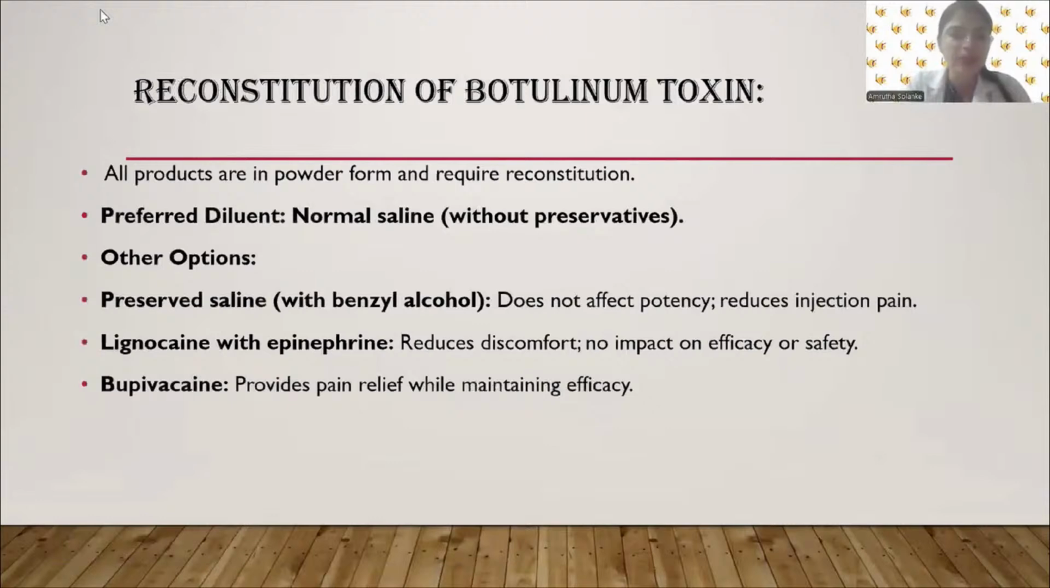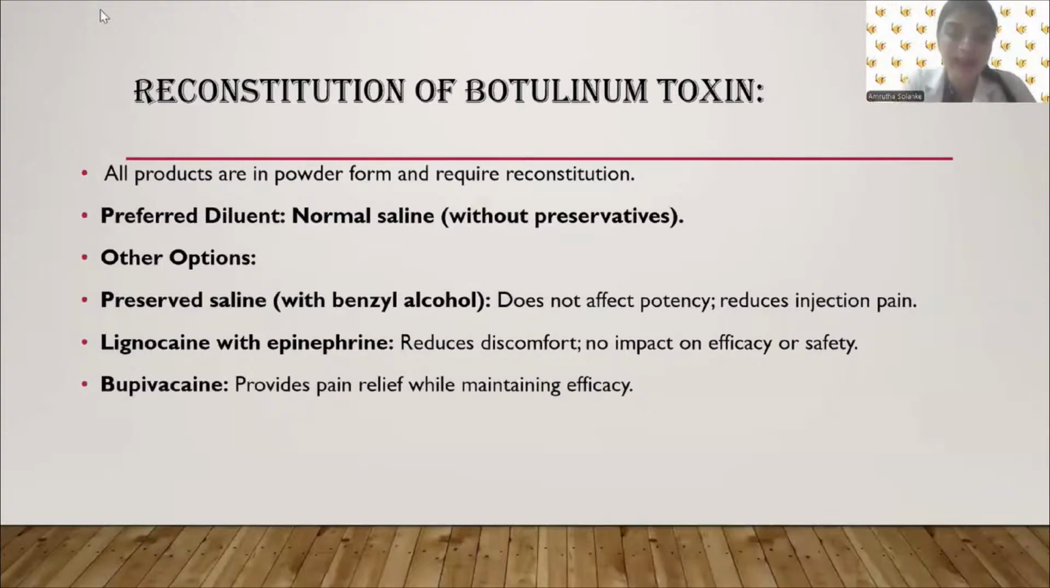Coming to the reconstitution of botulinum toxin, all the products are in powder form and require reconstitution. The preferred diluent is normal saline without preservative. The other options are preserved saline with benzyl alcohol. It does not affect the efficacy, and reduces the injection pain. Lignocaine with epinephrine reduces the discomfort, with no impact on efficacy or safety.